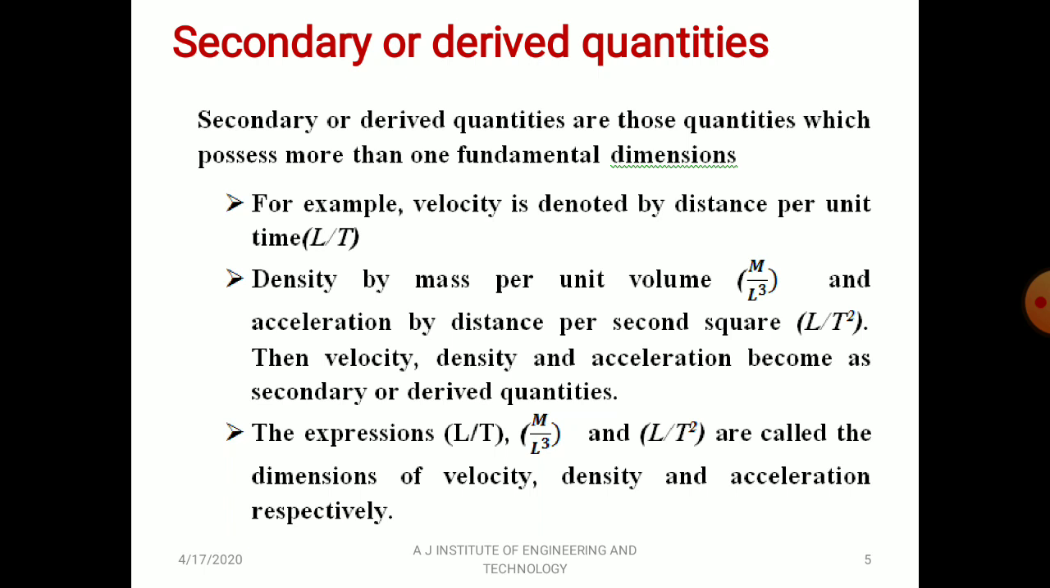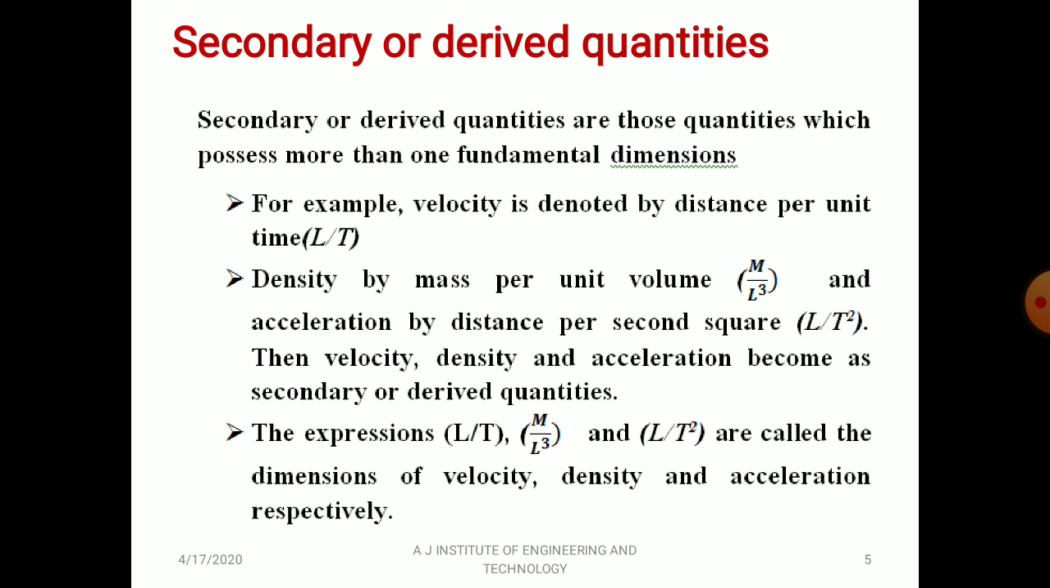Next, acceleration, that is rate of change of velocity, otherwise the velocity divided by time. The unit of velocity is meter per second and of time it is second. Meter per second divided by second becomes meter per second square. So the dimension for acceleration becomes L into T to the power minus 2.